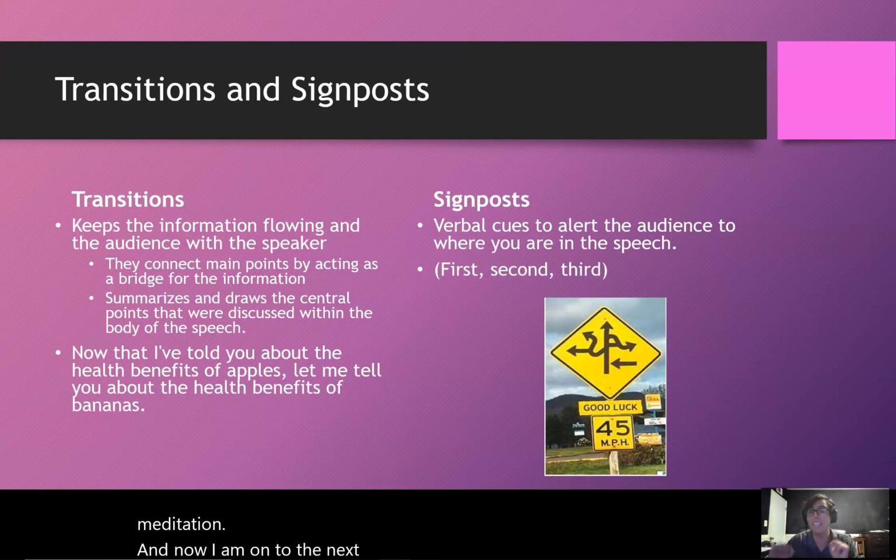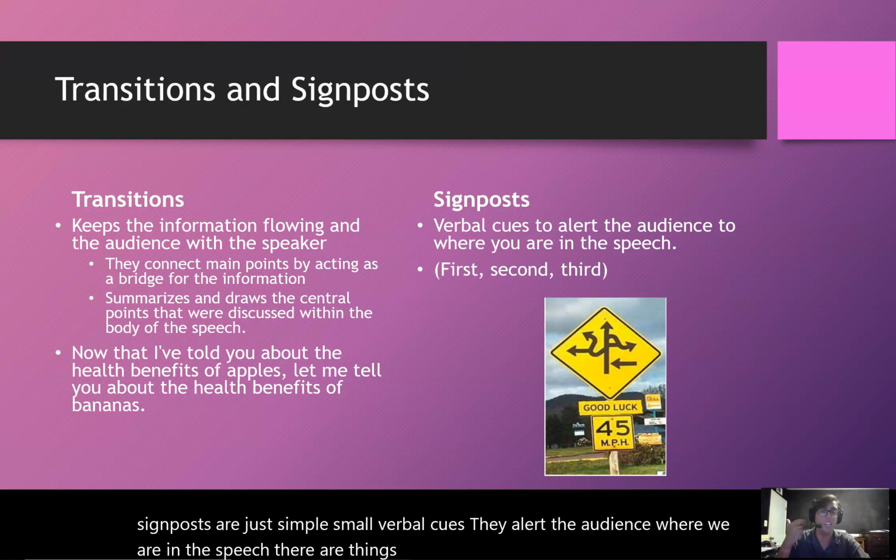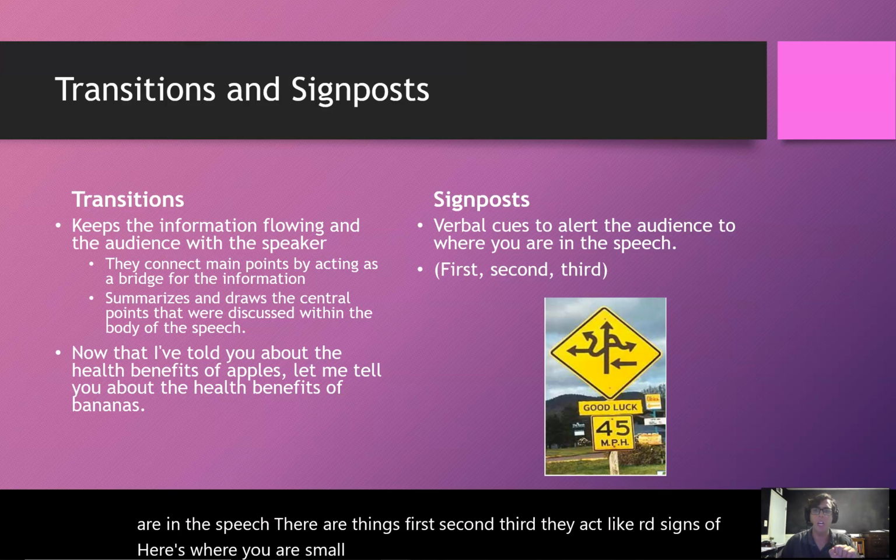Transitions are full sentences, whereas signposts are just simple, small verbal cues. They alert the audience where we are in the speech. They're things like first, second, third. They act like road signs of here's where you are. Small little note, here's where you are.